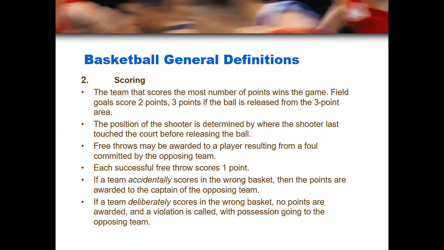Free throws may be awarded to a player resulting from a foul committed by the opposing team. Each successful free throw scores only 1 point. If a team accidentally scores in the wrong basket, the points are awarded to the captain of the opposing team. If a team deliberately scores in the wrong basket, no points are awarded, and a violation is scored with possession going to the opposite team.